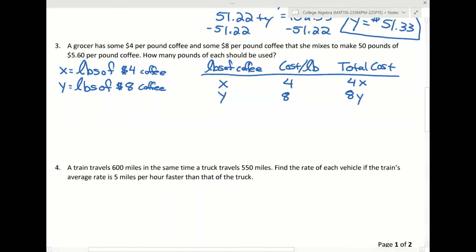We want to try to get 50 pounds, so 50 total pounds, $5.60 per pound. And the total cost, remember what we've been doing is we've just been multiplying these. So the total cost would just be 50 times 5.60, which comes out to, let me see here, 50 times 5.60 is 280.